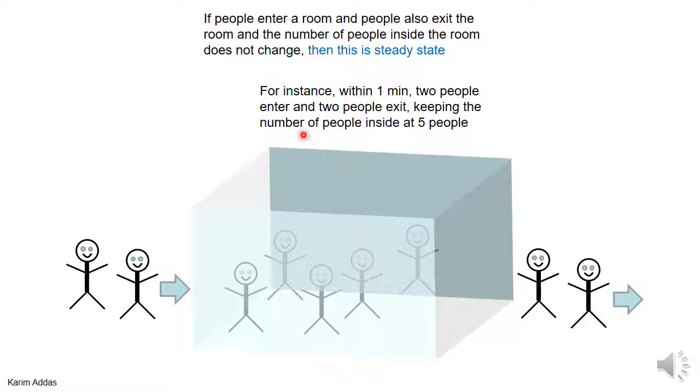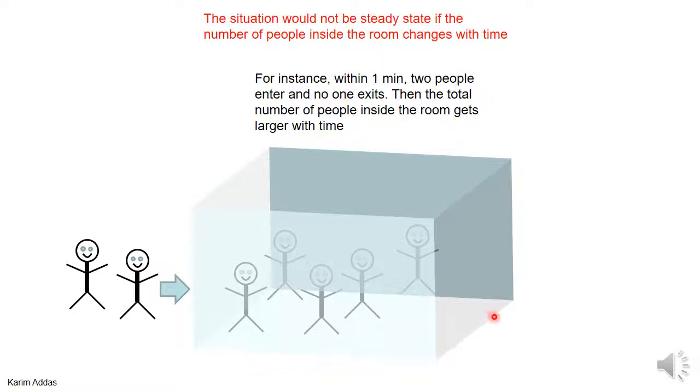For instance, if within 1 minute 2 people come into the room, and during the same 1 minute 2 people leave the room, then the number of people inside the room remains 5. That's what we call steady state. We said what steady state is, but what would it be if it's not in steady state?